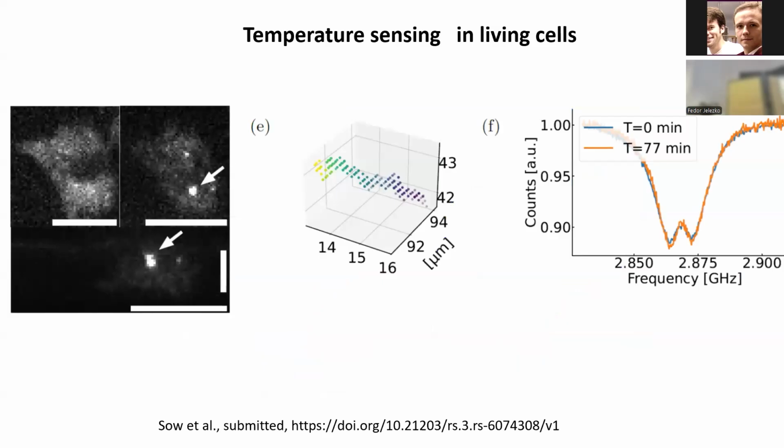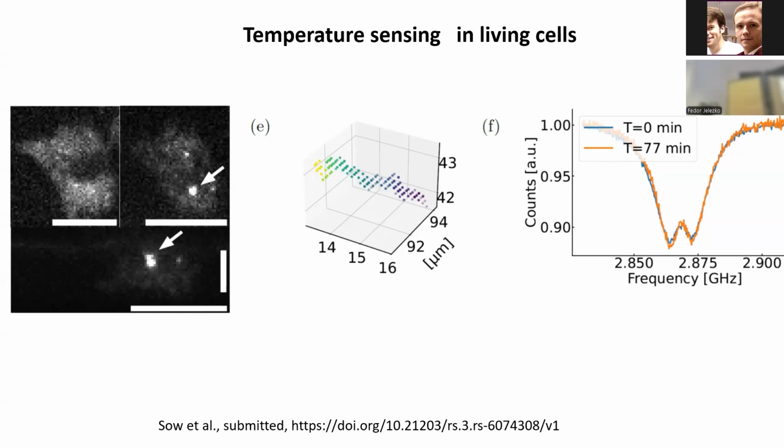So we can also now... Sorry, I have a question about the functionality of the cells after injection of the diamonds. Do you see that it's changed, or it will be the same, or it will not affect anything?